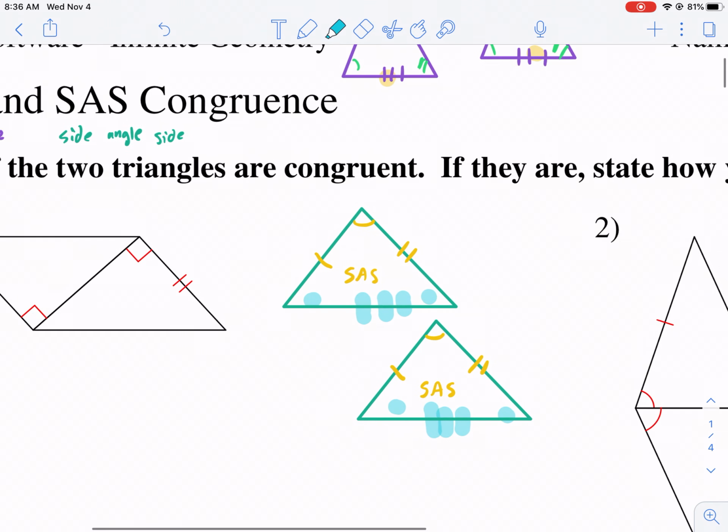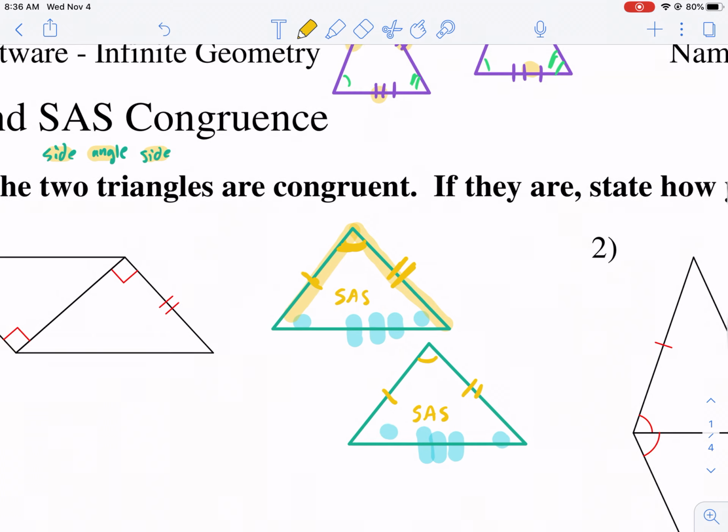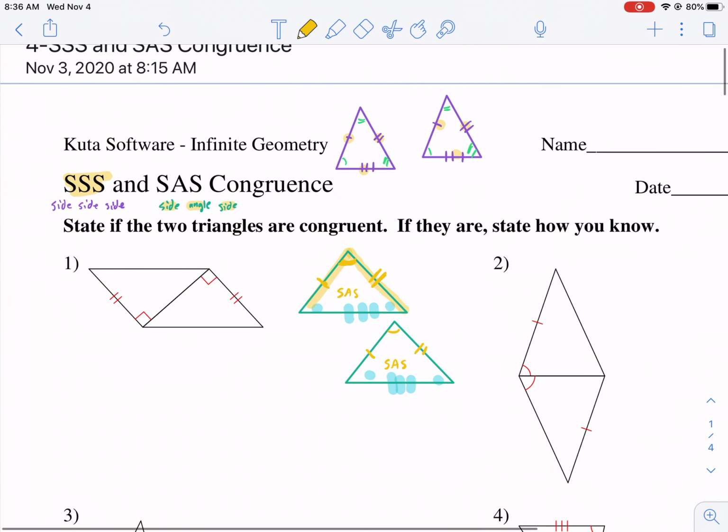Now, it's very important that the side, angle, side has to be all next to each other, okay? It has to be sandwiched in between. This angle needs to be formed by the two congruent sides. So these two sides here need to come together to form that angle that's in between. That's a very important consideration to make.